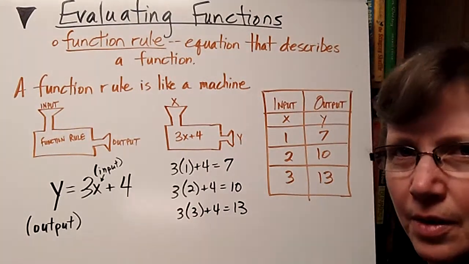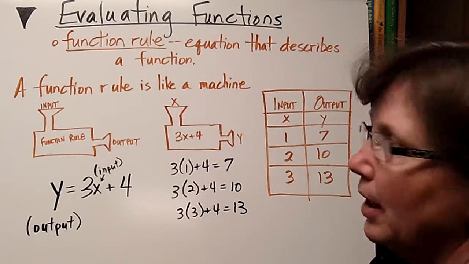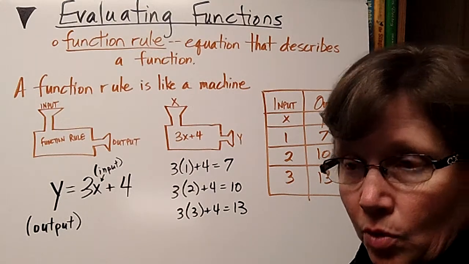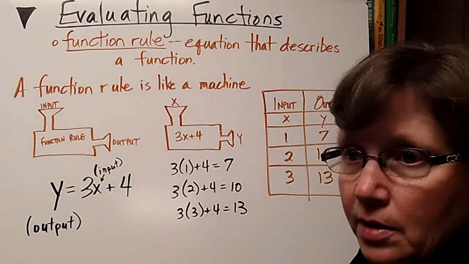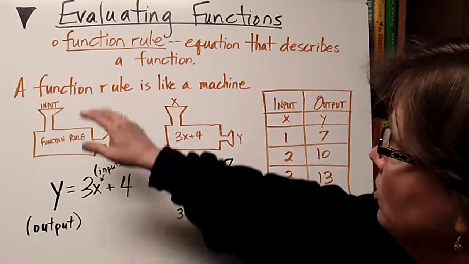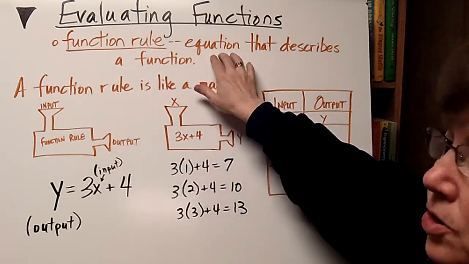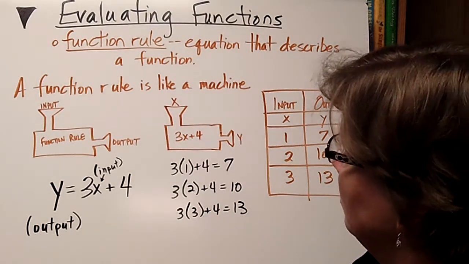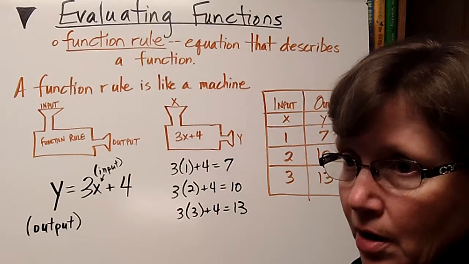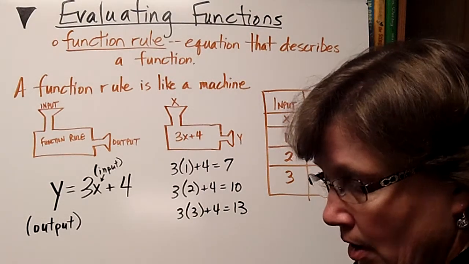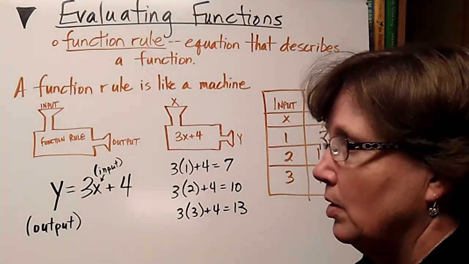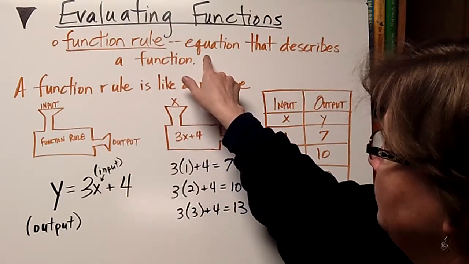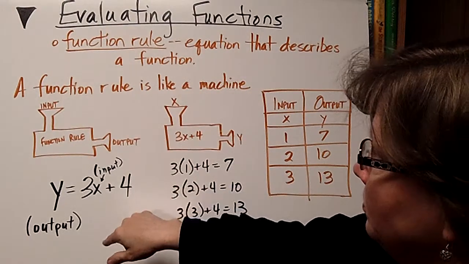Hi, in this video we're going to be discussing evaluating functions. First of all, we need to know what a function rule is, because we'll be referring to this terminology. A function rule is simply an equation that describes a function. In the last video we learned about a function being exactly one element in the domain matching one element in the range. A function rule is an equation describing this.